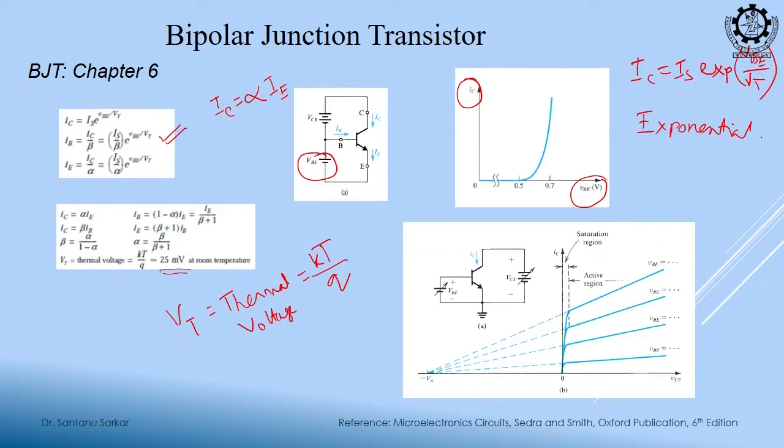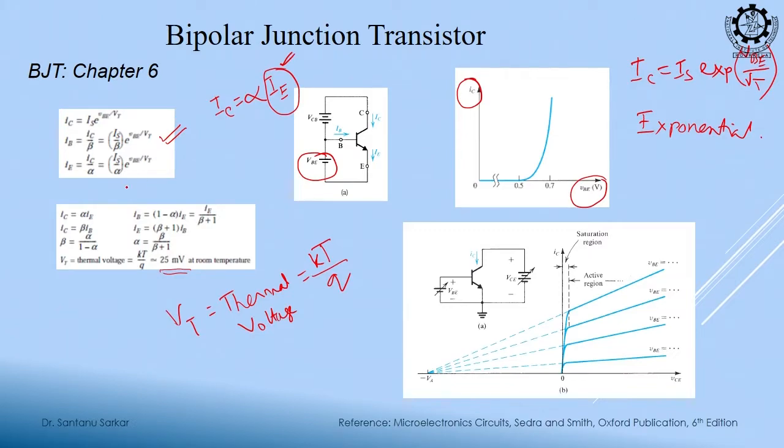Which one is higher, IC or IE? IE is higher, and the value of IB is very small, right. So IC and IE are very nearly the same. So this alpha should be nearly close to 0.9, close to unity, but it is less than 1. Why? Because IE is higher. Okay.